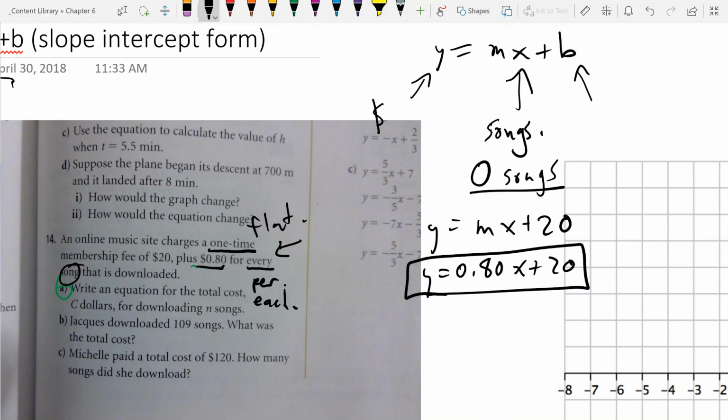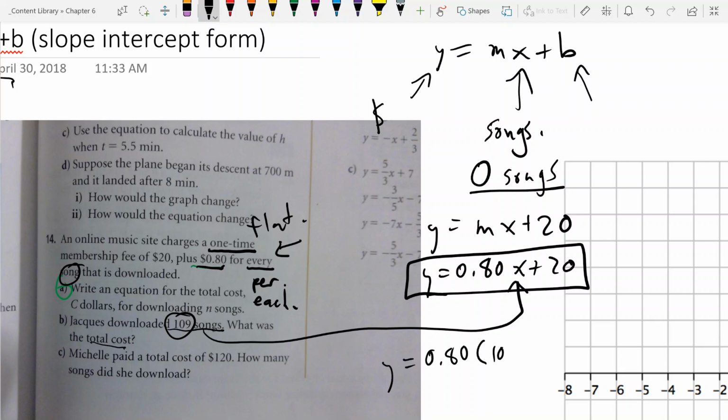The second question says you got 109 songs. What's the total cost? So all we need to do is put that number in for total songs. So it's going to be y equals 0.80 times 109 plus 20. And you do the math and you find what the answer is. I got 107.2.